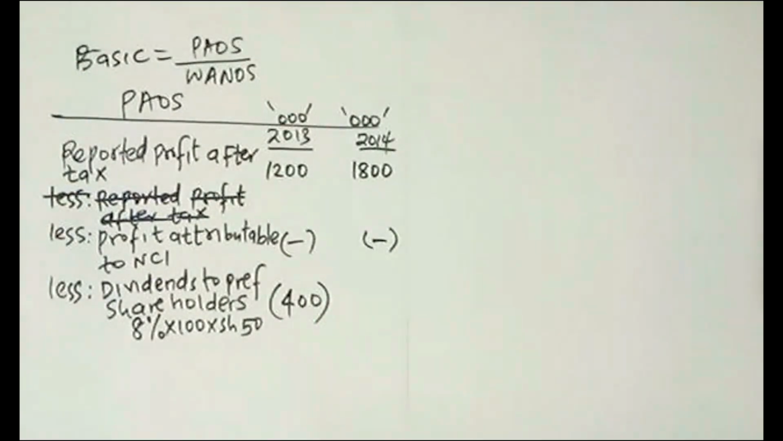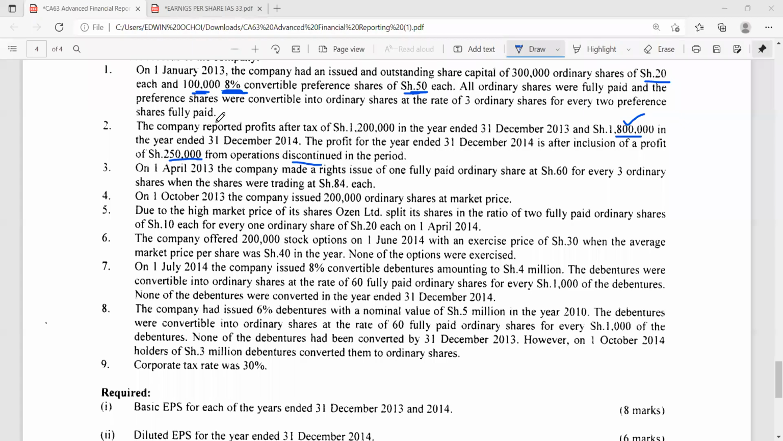That is from 2013. So we need to check if there's any change which occurred in the year 2014. Did they make any change? In note 2, it was profit. Note 3, they are talking about right issue. Note 4, ordinary shares being issued. Note 5, share split. Note 6, stock options. Note 7, 8% convertible debentures. Note 8, 6% debentures. Note 9, corporate tax.